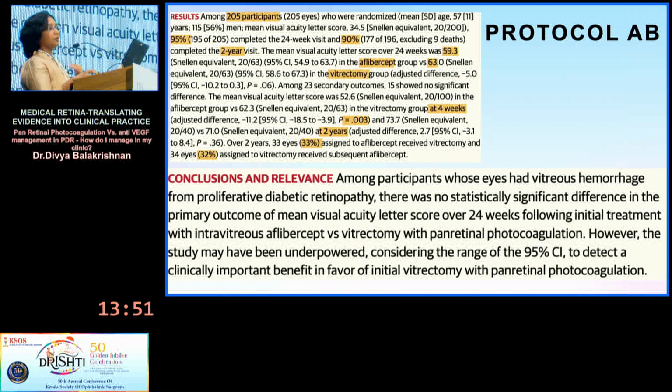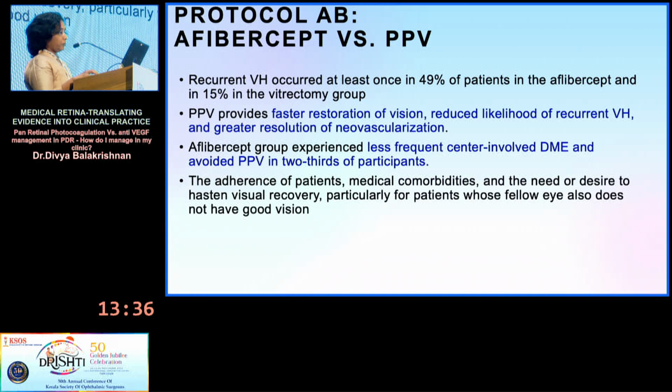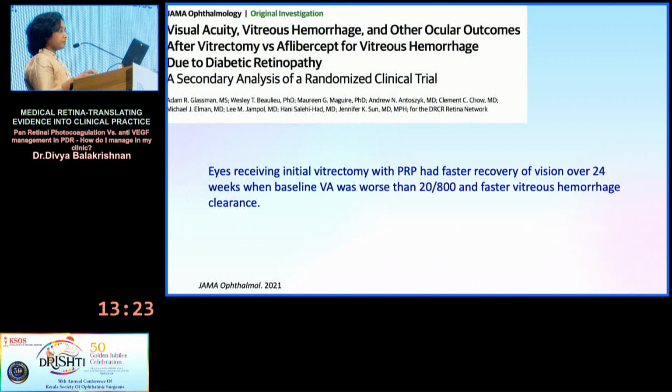But when they looked at the best corrected visual acuity at the end of 4 weeks, the group which had vitrectomy had a better visual outcome. That is explainable by the kind of surgery which we do, intervention early by doing a vitrectomy. But another finding of this study was that recurrent vitreous hemorrhage was seen in 49% of the patients who received aflibercept, while only 15% in the vitrectomy group.